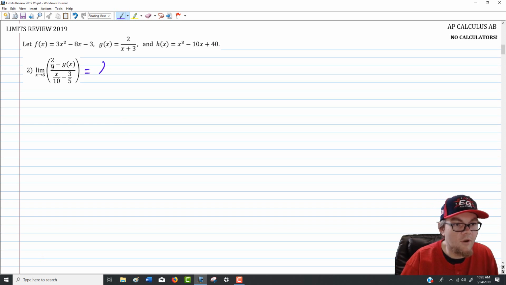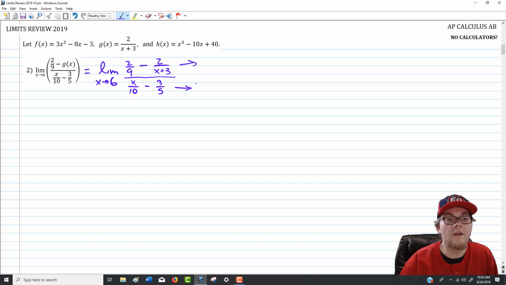So first, just as we did before, let's make sure that our limit looks like an actual limit and doesn't have a random g of x sitting in there. This will be 2/9 minus 2 over x plus 3, and all that will be divided by x over 10 minus 3 over 5.